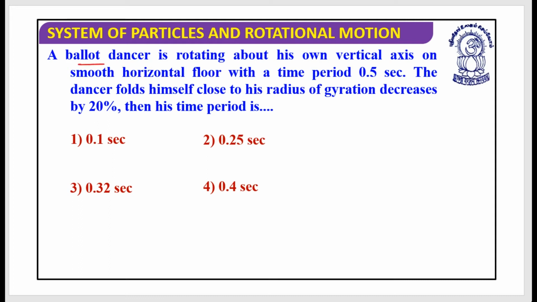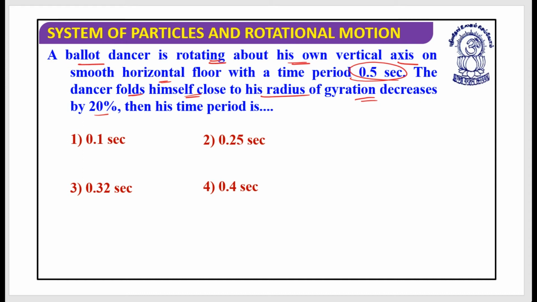It says that a ballet dancer is rotating about his own vertical axis on a smooth horizontal floor with a time period of 0.5 seconds. The dancer folds himself close so his radius of gyration decreases by 20 percentage. Then the time period is, yes. So what is going to change? He or she is going to change the radius of gyration by 20 percentage. And I want to find out the time period. How will I do this? How can we do this?